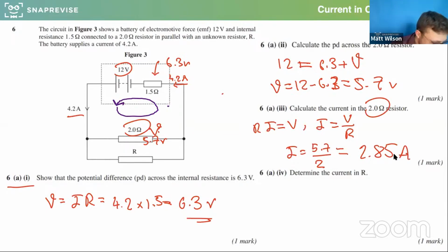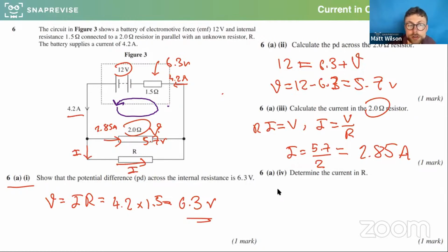Okay, and then the final question. Determine the current in R. If we take a look, the current that we're being asked for is this current here. Let's see what we know. Well, we know this current here now. We just calculated it. It's 2.85 amps. And the thing we're being asked for is this current here.